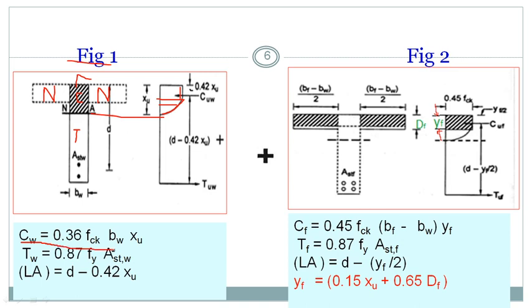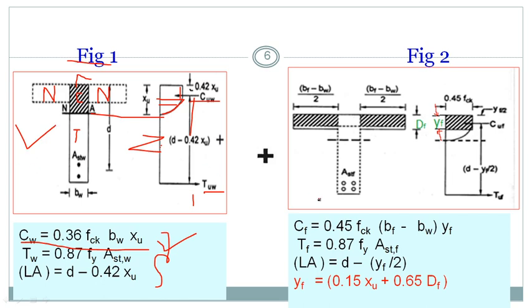You know, we have already discussed this. The total compressive force in the web portion is 0.36 fck bw xu, and the total tensile force here is 0.87 fy Ast, the area of steel provided in the web. And we know that the lever arm is the distance between the compressive force in the web and the tensile force in the web, that is z equals d minus 0.42 xu. From these conditions, you can calculate the moment of resistance in this particular figure.